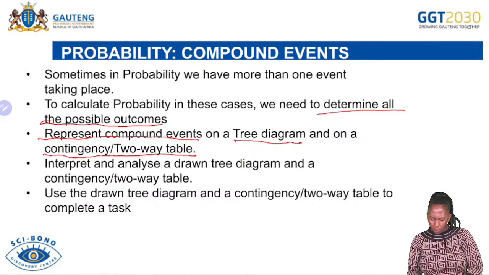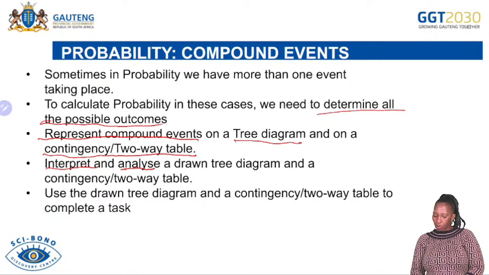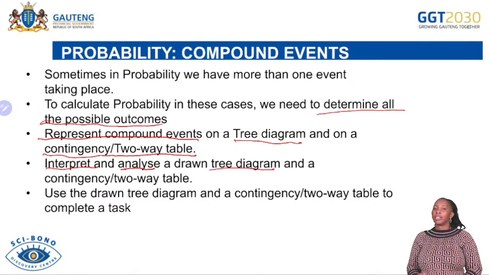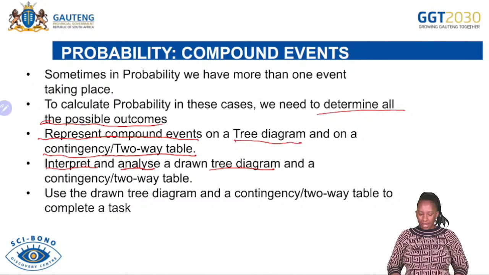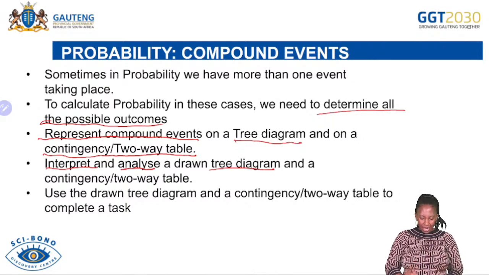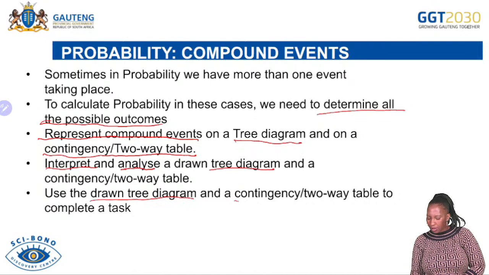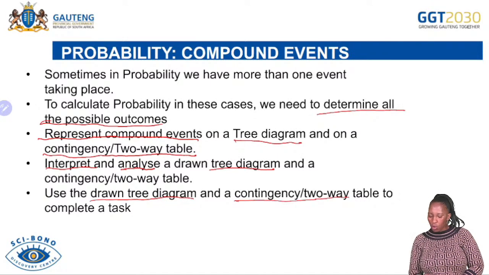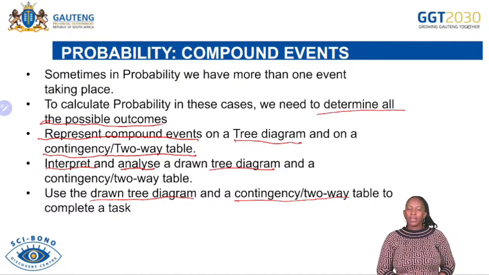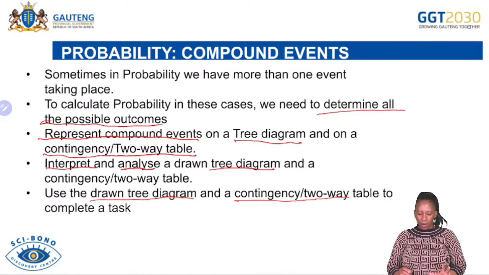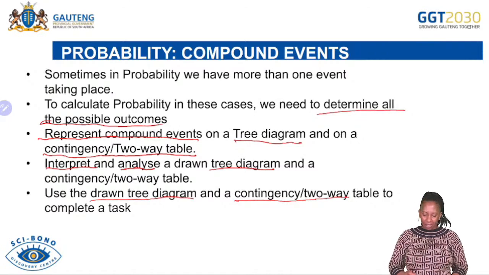And then after doing that, we must be able to interpret and analyze a drawn tree diagram. So meaning you can't just draw a tree diagram and leave it like that. You should be able to interpret and analyze it. Same applies with a contingency table or a two-way table. Now after doing that, we use the drawn tree diagram and a contingency table or two-way table to complete a task. So that means after you have represented that, now you should be able to do what? To complete a task by doing what? By interpreting and analyzing it.